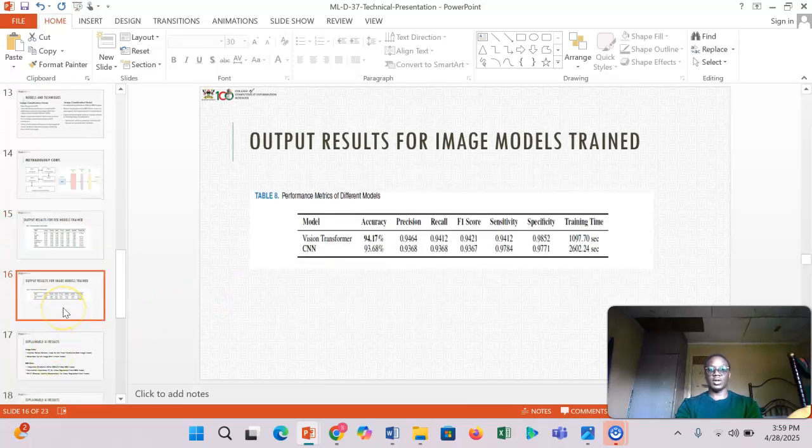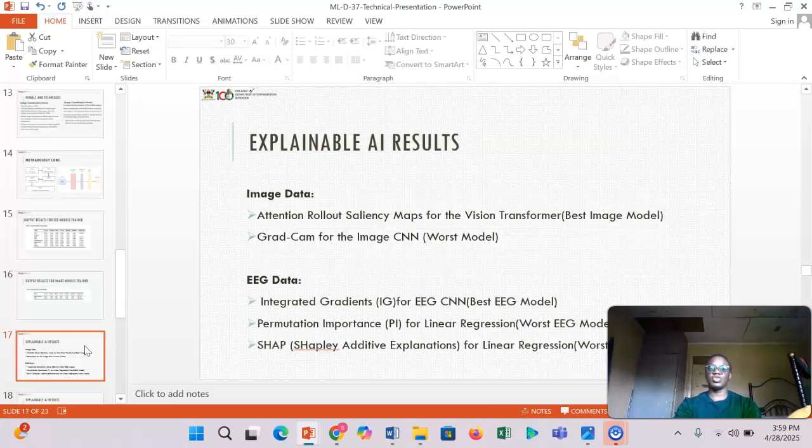And moving on to the image dataset, the vision transformers, you can see, came out on top with better accuracy at a less training time than the CNN. So we chose that for our system. And then we have these two models. We have the vision transformer for the images, and we have the CNN for our EEG signals.